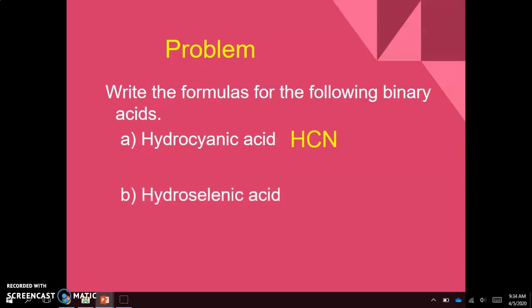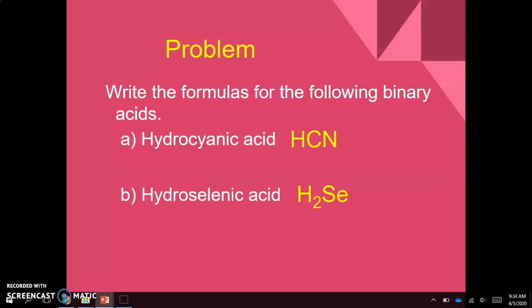Here we have hydroselenic acid. If we look at hydroselenic acid, we know that we're going to have hydrogen attached to selenium. Here this is a little bit different. We had to do our crisscross method to figure out how many of each atom we need. Here we've got H2Se.